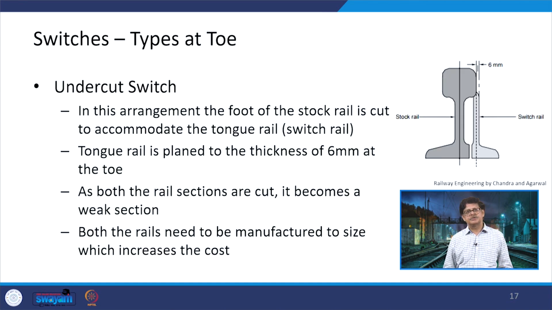Another type of switch is an undercut switch. Now, if you see on the right hand side of the diagram, there is a stock rail here and a tongue rail on the other side of it, but both of the sections have been cut. It is not the same as in the previous case, where the stock rail was not altered at all. It was the normal section used all along the length.